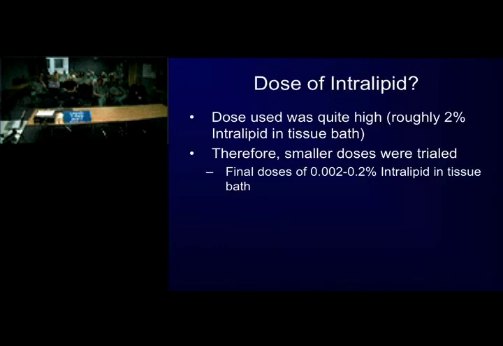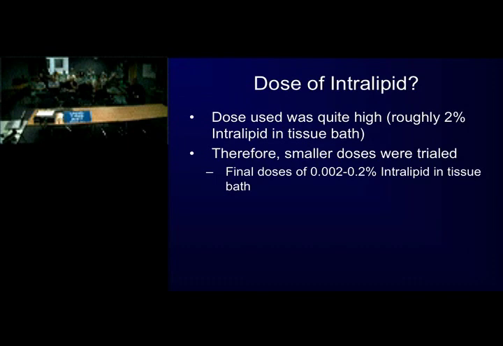The first question I had was, what about the dose of Intralipid? Again, because this hadn't been done before, I had no idea what dose would be relevant. The dose here was quite high, 2% in the tissue bath. You're starting off with a 20% solution, so it's not really diluting it down. So I then trialed fairly small doses, 0.002 and 0.2%.